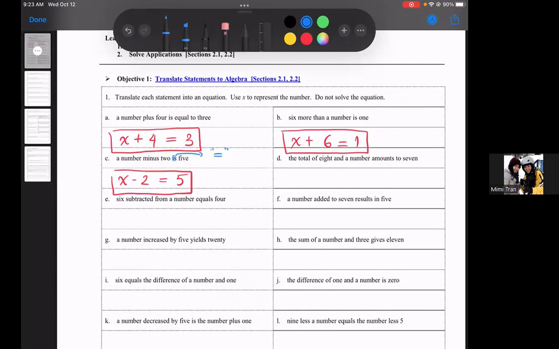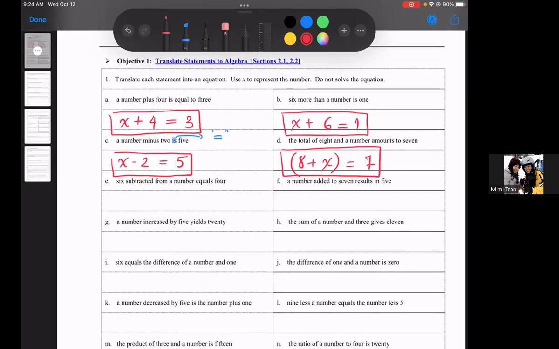The total of 8 and a number amounts to 7. A total, what is that? Yeah, 8 plus x equals 7. I'll put it in parentheses. I know it's not necessary, but just in case, next time we're getting more elaborate, right? If I say a total of 8 and a number times something, then I have to put it in parentheses. So I just establish my habit right now. Do you have any questions so far? Pretty straightforward so far.